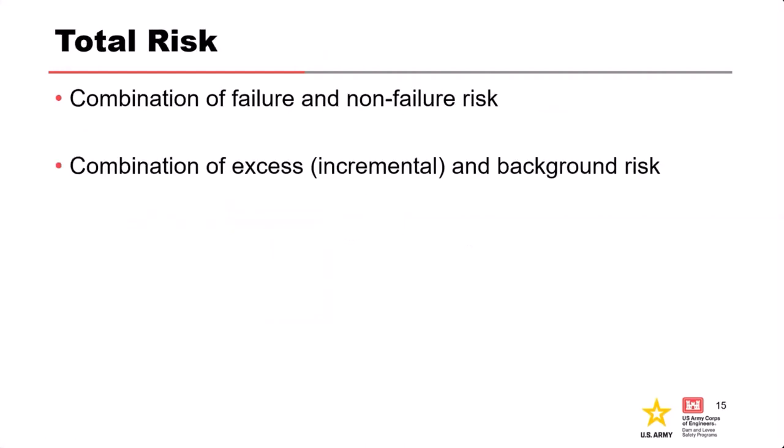Total risk we can obtain either by combining the failure and the non-failure risk or by combining the excess and the background risk. Either one of those ways of combining our risk estimates will give us the total risk exposure that a given population has.